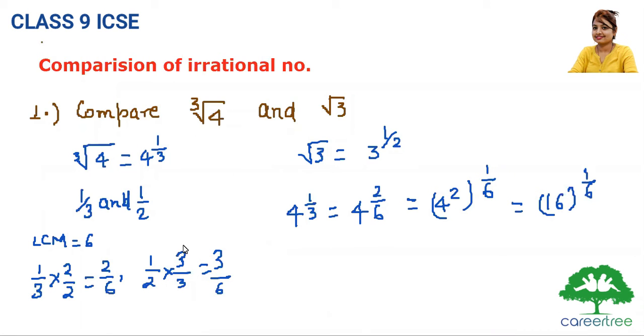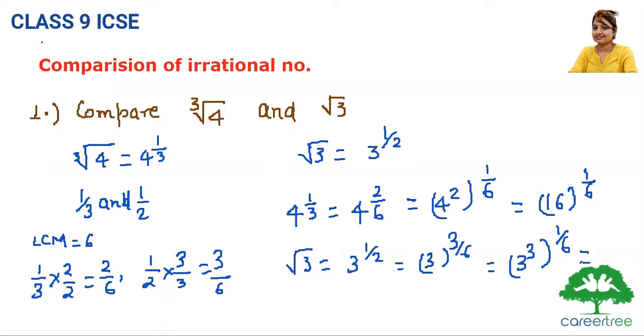All this I am doing to make the power same. Now the second number, which is root 3, can be written as 3 raised to power 1 by 2, and this 1 by 2 can be written as 3 by 6, because 3 by 6 is one of the equivalent fractions of 1 by 2. So further we can simplify it as 3 cubed raised to power 1 by 6, which will give us 27 raised to power 1 by 6. Correct? 27 raised to power 1 by 6.